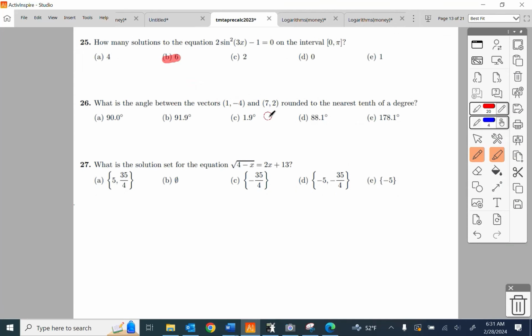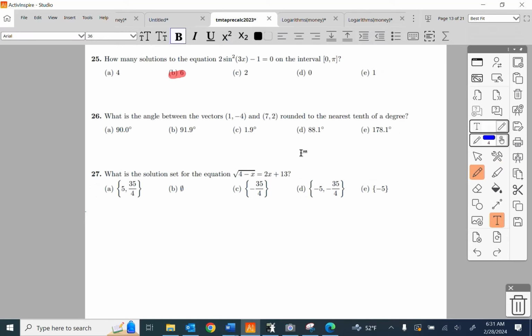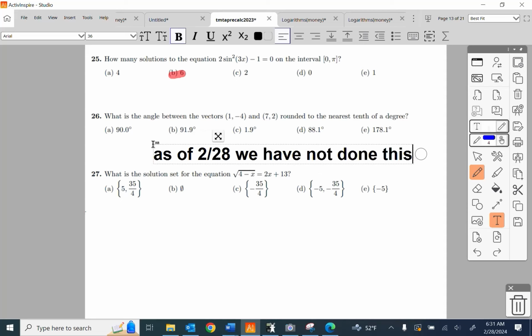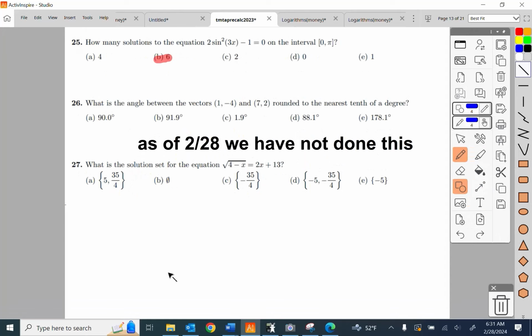All right, what is the angle between the vectors <1, -4> and <7, 2>? Round to the nearest tenth of a degree. As of 228, we haven't done this yet. It's actually pretty easy. You can kind of think of vectors as an ordered pair. They're actually an interpretation of slope. That's what they are. But these vectors are presumably in component form.